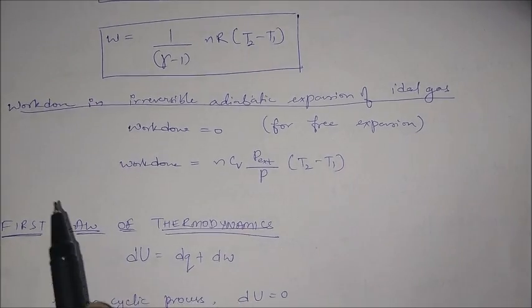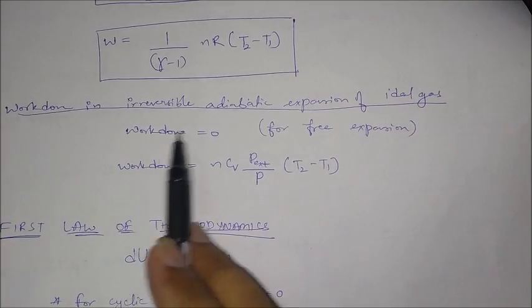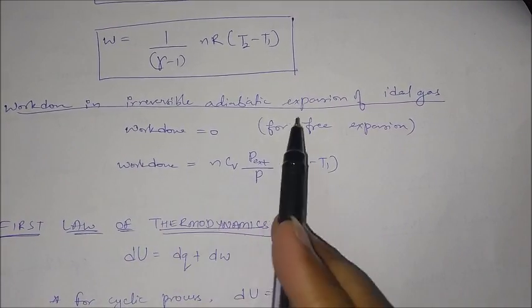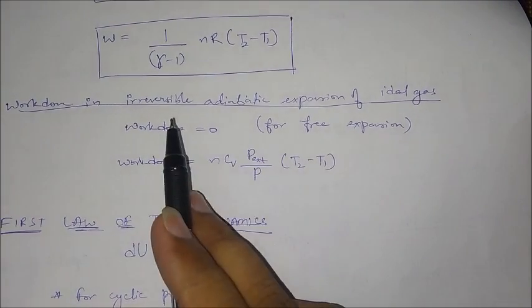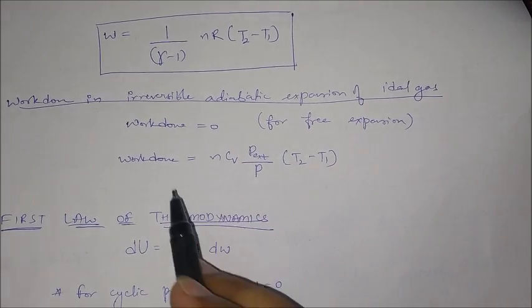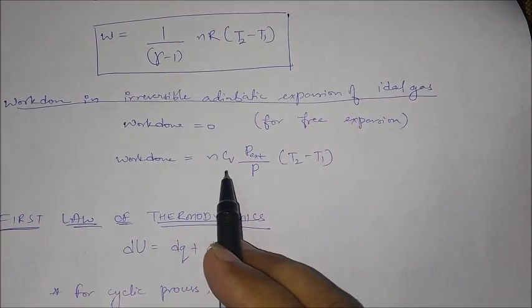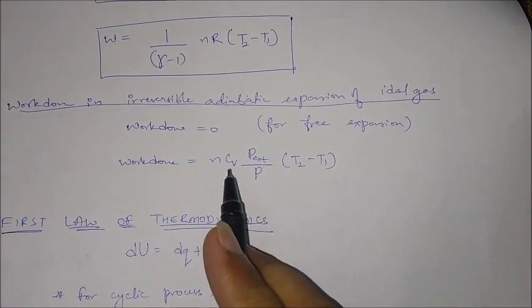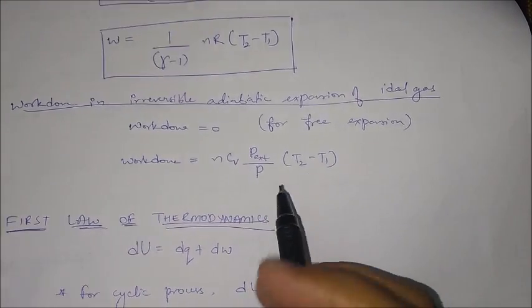The next one is work done in irreversible adiabatic expansion of an ideal gas. For free expansion, work done is 0. So if it is asked for free expansion of an ideal gas under an irreversible adiabatic process, the work done will be 0. But if the expansion is not free, then work done will be nCv, P external upon P internal into T2 minus T1.